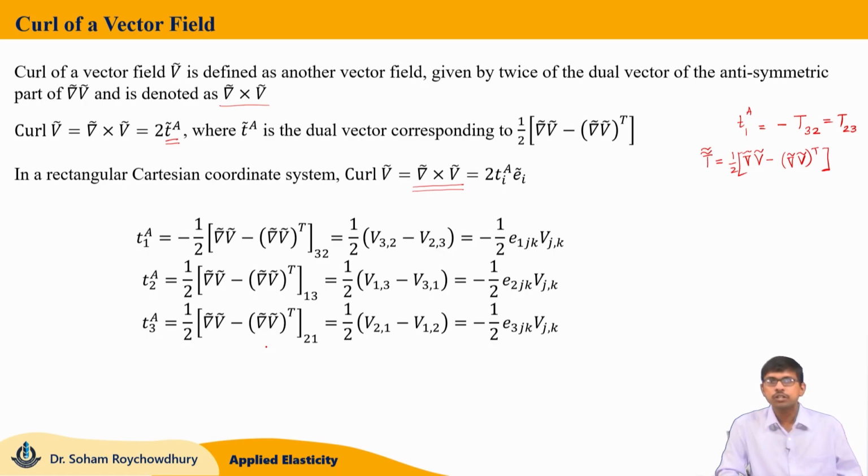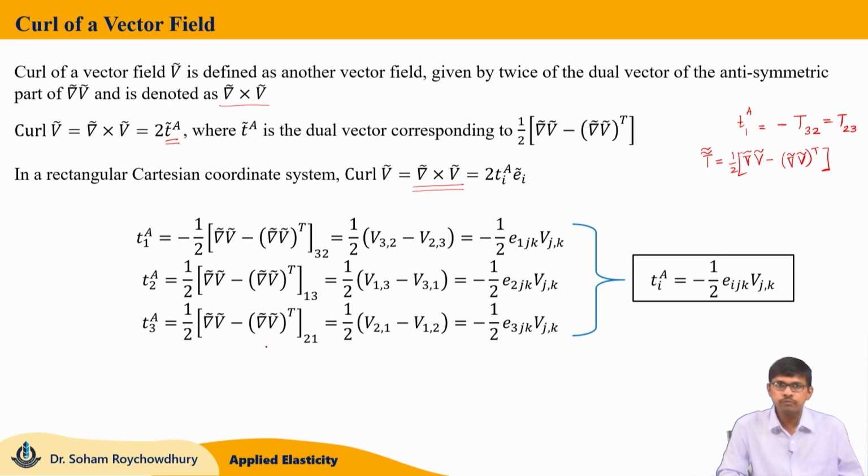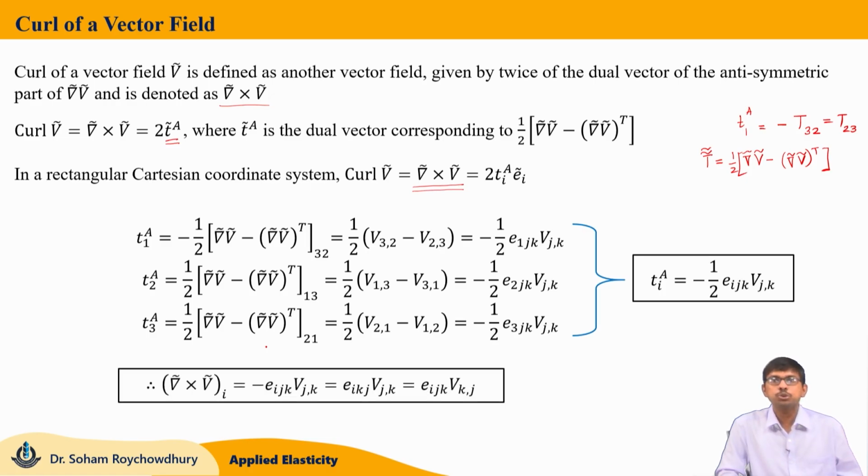Similarly, the second and third components can also be written in terms of the permutation symbol. In total, if you combine all three, T_i^A, the ith component of the dual vector of the antisymmetric tensor, is equal to minus half of e_ijk v_j,k. Now, the definition of curl is equal to double the dual vector, and with that this half will get cancelled with the 2 existing here, and the ith component of curl of V is minus e_ijk v_j,k.